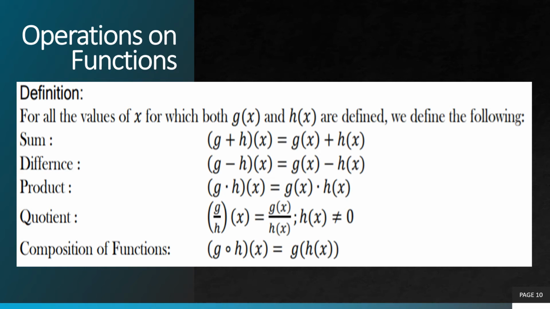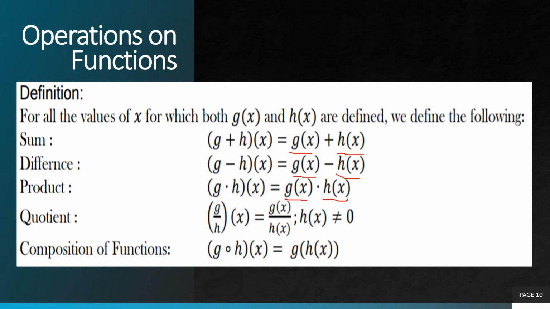So hi, for the third part of our discussion on functions, we have here operations on functions. For all the values of x for which both g of x and h of x are defined, we define the following. For the sum, g plus h of x, it is just g of x plus h of x, or the addition of two functions. For the difference, subtraction of two functions. For the product, multiplication of two functions. And for the quotient, we just need to divide these two functions, provided that h of x here is not 0.